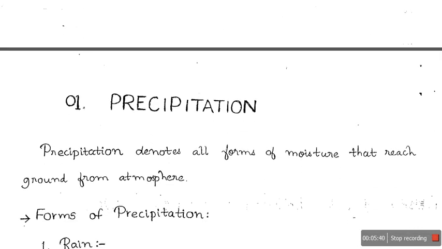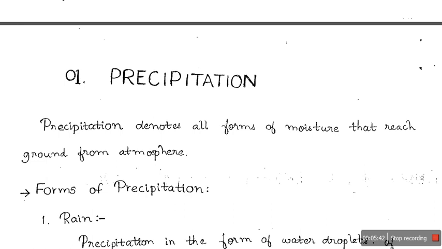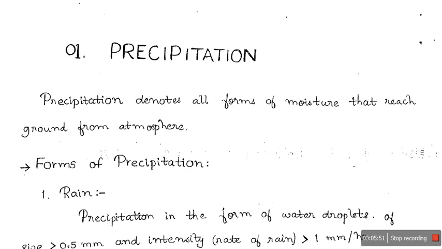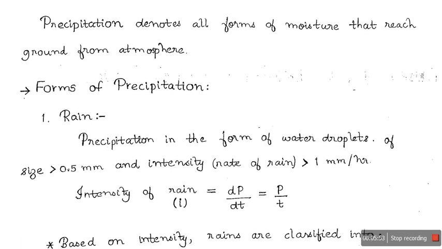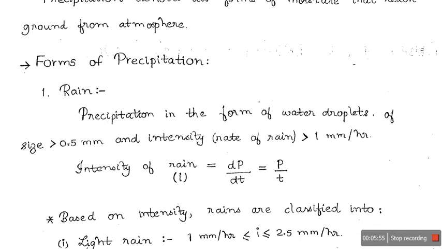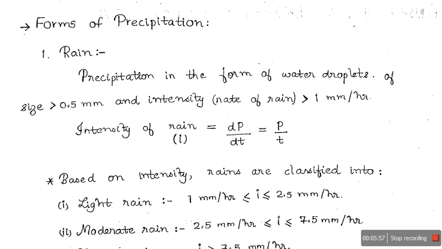So we'll start with the first component, precipitation. Precipitation means what? It denotes a form of moisture that reaches the ground from the atmosphere. What are the different forms of precipitation? One is rain. We all know what is meant by rain. In technical terms, we can define rain as precipitation in the form of water droplets of size greater than 0.5 mm, and the intensity of the rain is greater than 1 mm per hour.